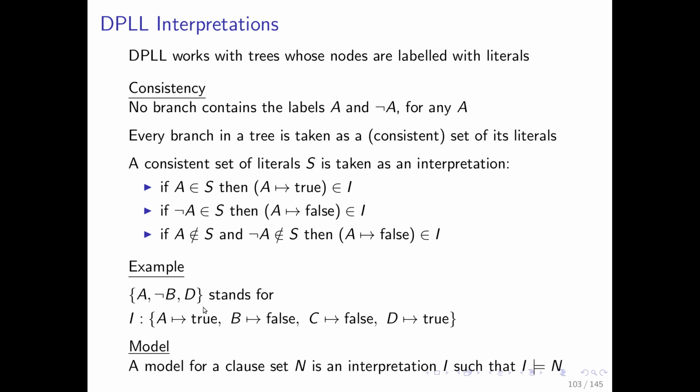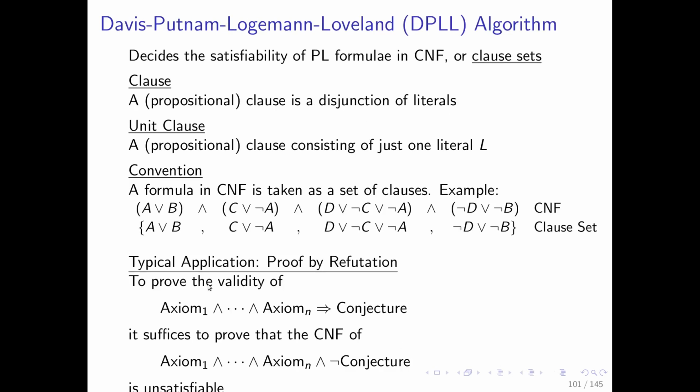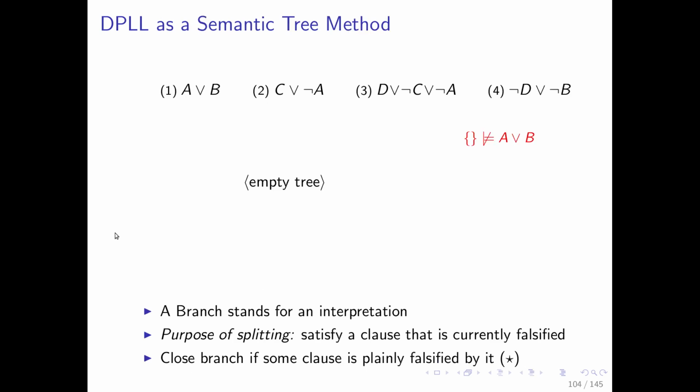Okay. So for example, if this is the set S, then it stands for A maps to true, B maps to false, D maps to true, but because C isn't mentioned, then C maps to false. Okay, and what we're going to do is we're going to say that a model for a clause set N is just an interpretation that makes every member of N true, right? So remember, it's a set, so it has to make every one of these guys true. Why? Because implicitly, the comma is a conjunction, right? So you want to make this true, and this true, and this true, and this true. Okay, so let's go on.